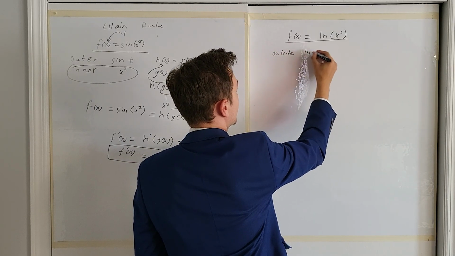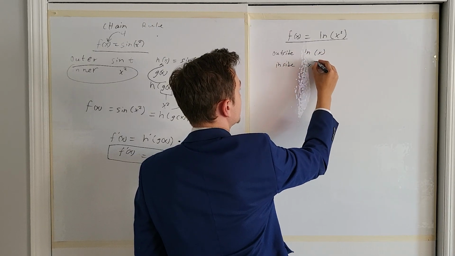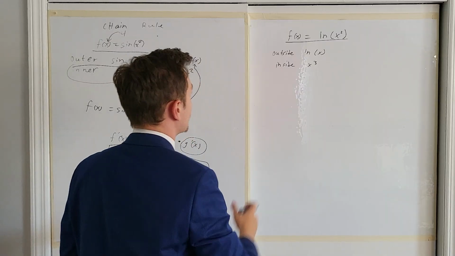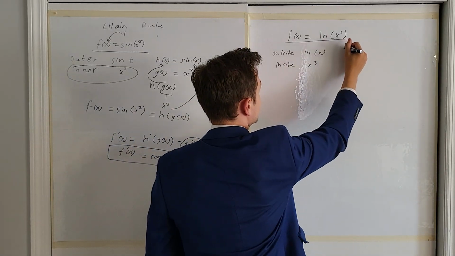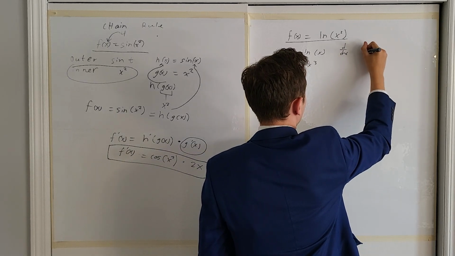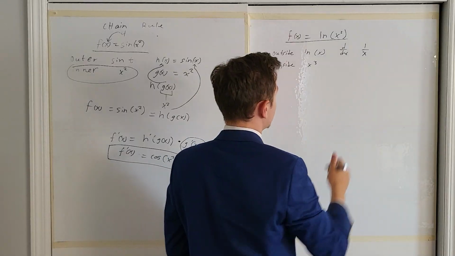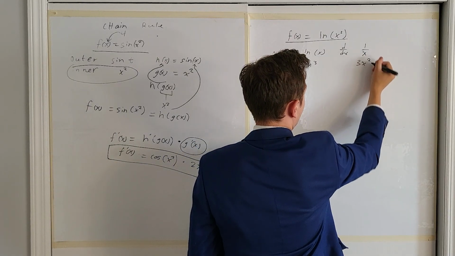Outside, ln of x, inside, x to the third. Okay? So what's the derivative of my outside? What's d by dx here? This is going to be 1 over x. The derivative of the natural log of x is 1 over x. And the derivative of my inside is going to be 3x squared.